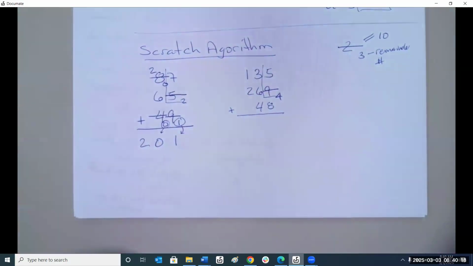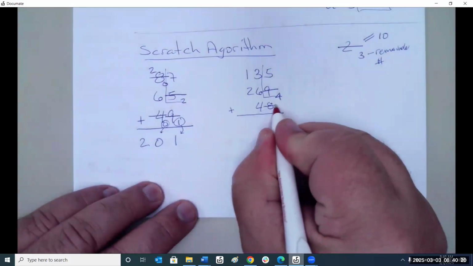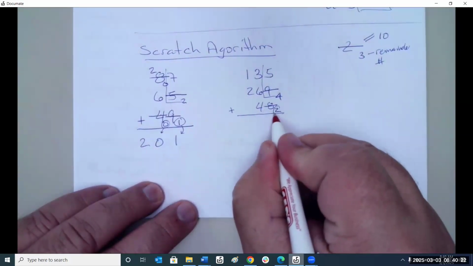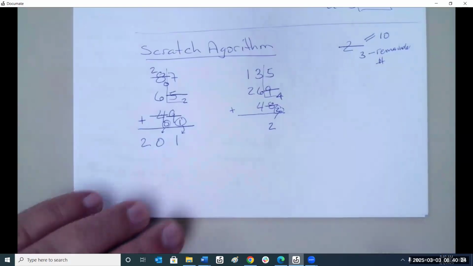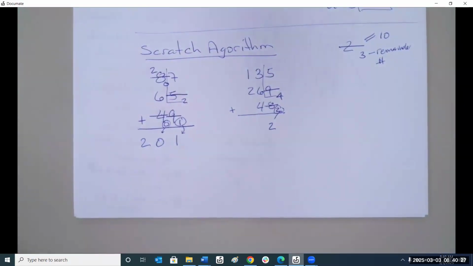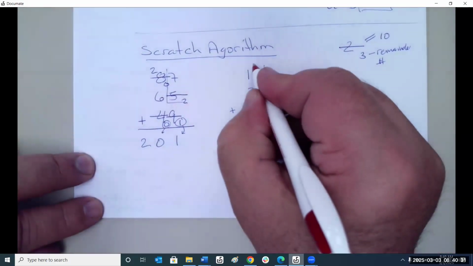4 plus 8, scratch, make it a 2. So whatever's down here, that's the carryover. Since I have 2 scratches, I put that on top.